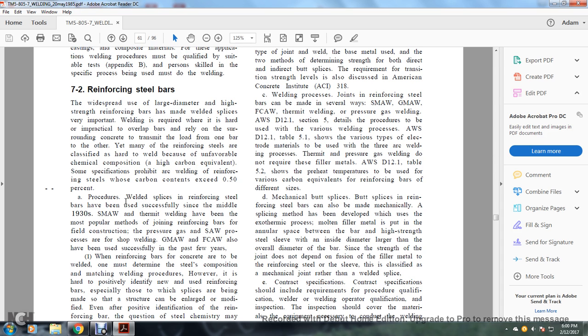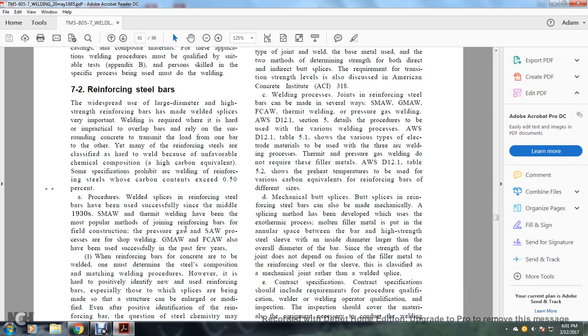Yet many reinforcement steel bars are classified as hard to weld because of unfavorable chemical composition and high carbon equivalent. Some specifications prohibit arc welding of reinforcement steels with carbon contents exceeding 0.5 percent. The procedure for welding splices for reinforcement steel has been used successfully since the middle of the 1930s.